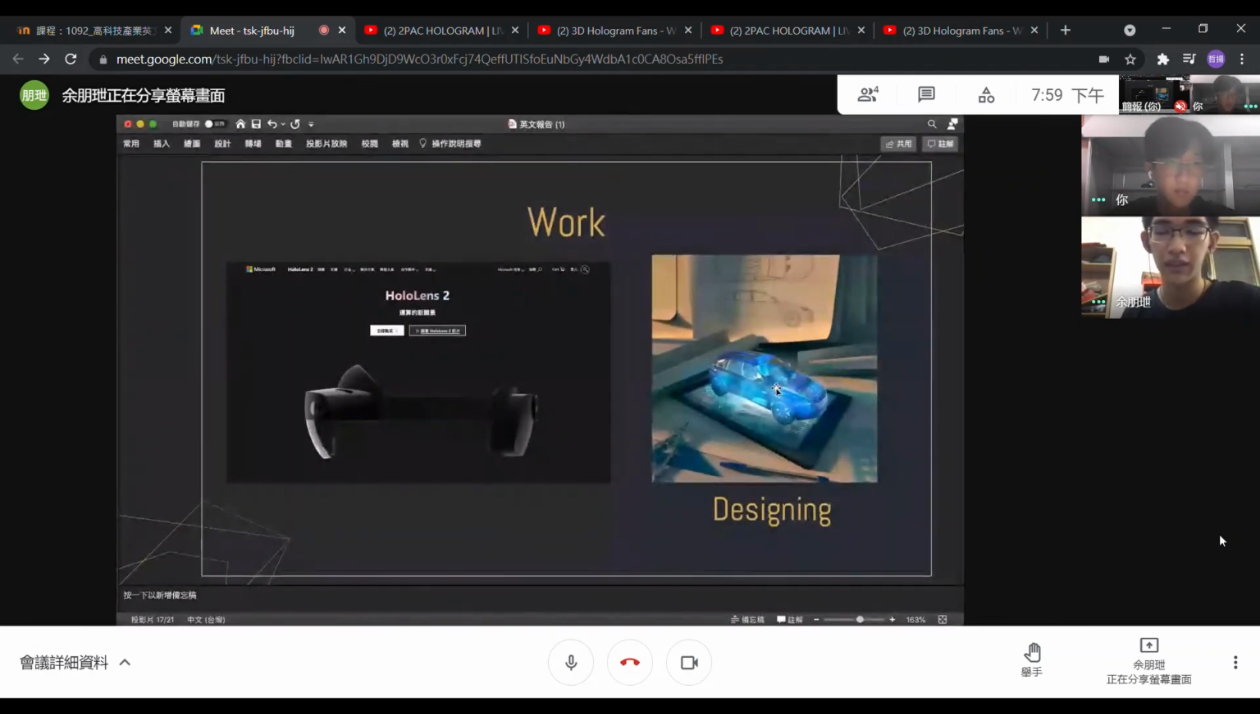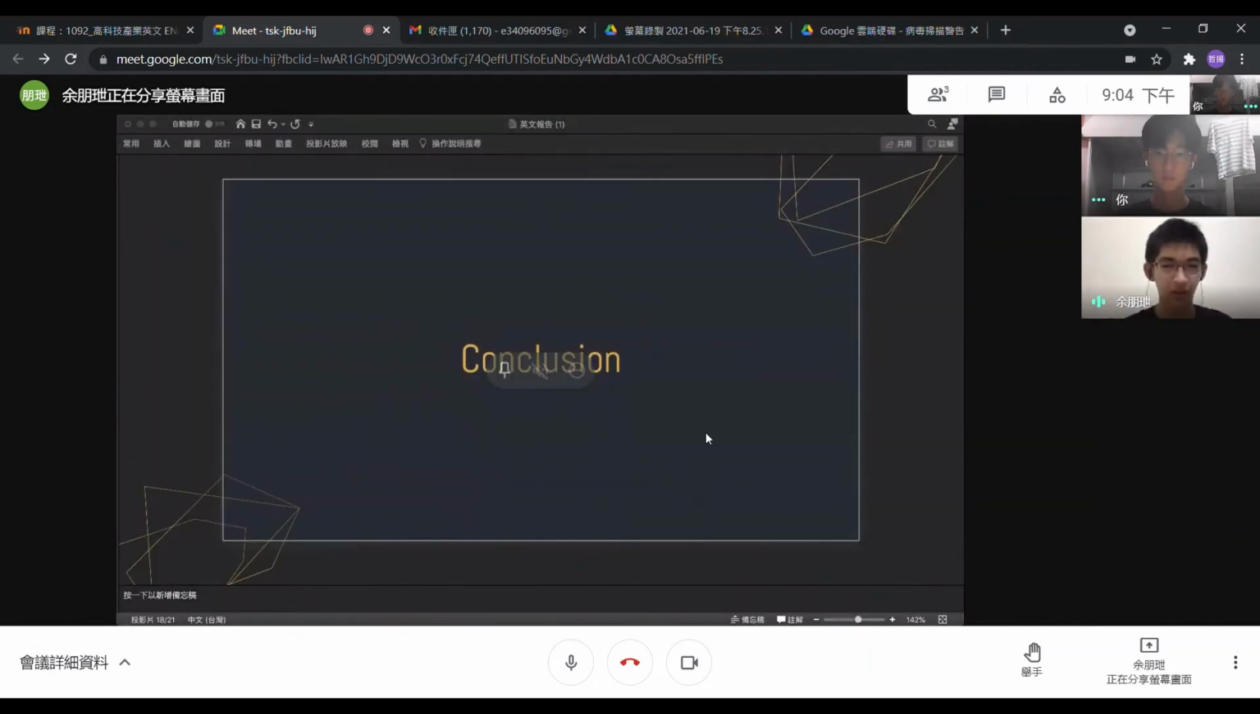Okay, and on the right side you can see designing. It's a car model on a tablet. I think you can imagine the future. You can just take out your phone and the car will float out from the screen. You can show off to your friends that you just designed these cars. It's cool.